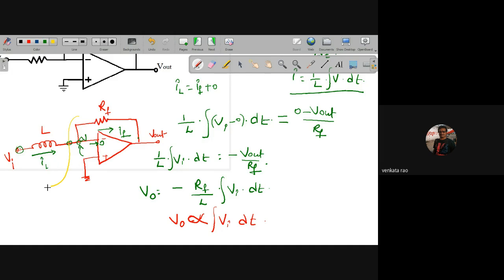So like this, by applying the same procedure we discussed previously, we can identify whether the given circuit is an integrator or differentiator. Now we go and verify our next circuit. So this is the procedure.